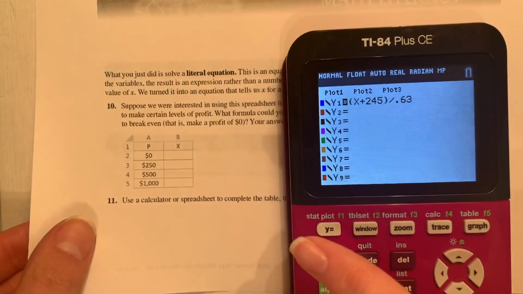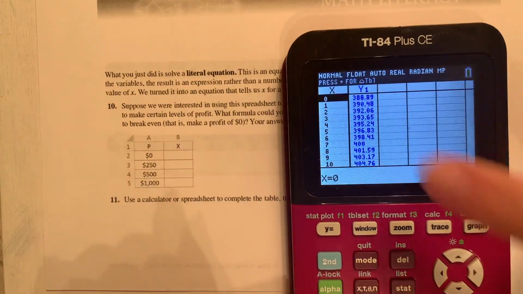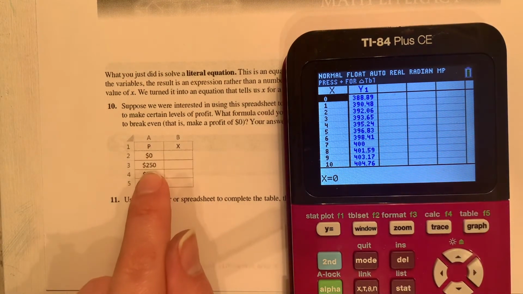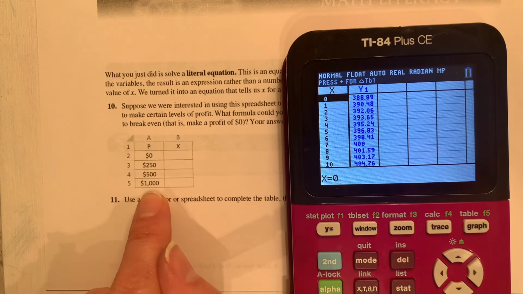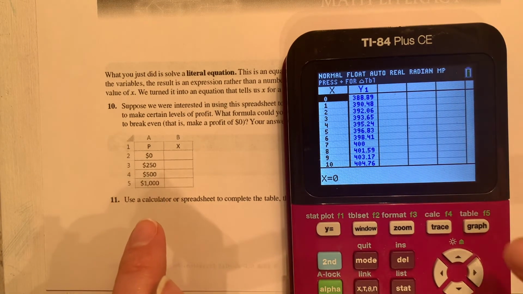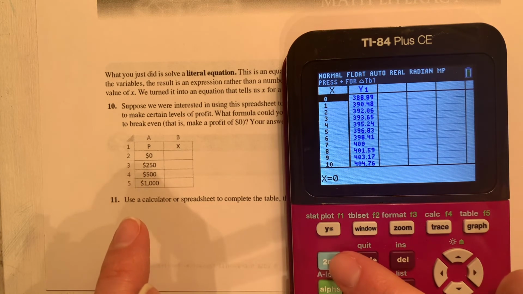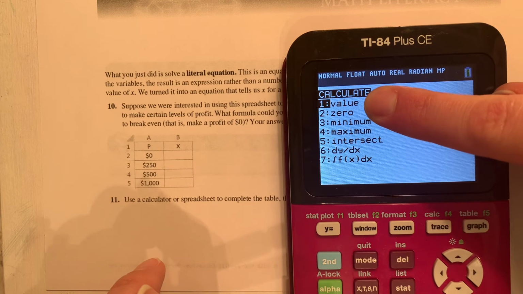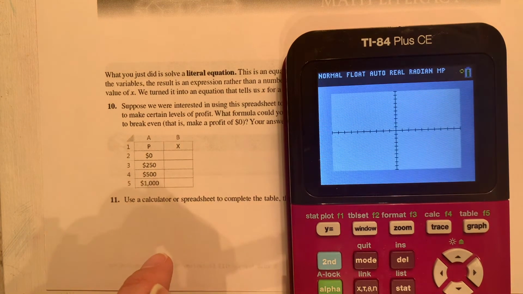Now, in order to fill in our table, we can go to the table in our calculator, but notice our table's going by ones. We want to go by, gosh, we need higher numbers. So instead of going to the tables, there's actually a really quick way of getting what we need. We can go to second trace, and it's the very first option. It'll calculate any value for you. So go ahead and press enter.